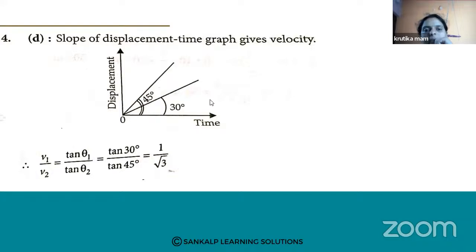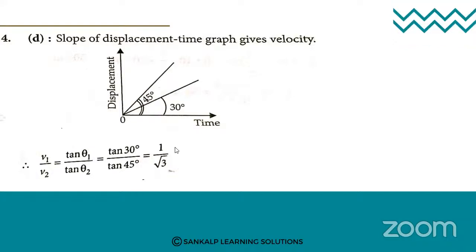By tan theta. The velocity v, tan 45 is 1 upon root 3.